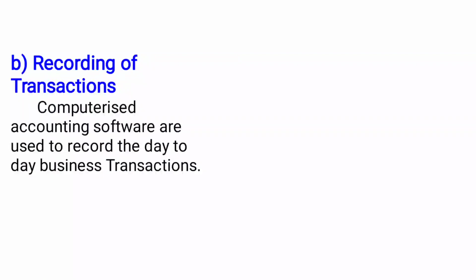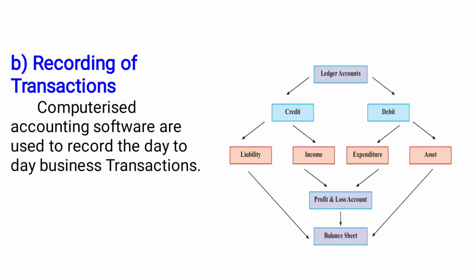Next one, recording of transactions. Computerized accounting software is used to record day-to-day business transactions. Appropriate grouping of accounts is required to be done in a computerized accounting system. Normally, ledger accounts are classified under groups like asset, liabilities, income and expenditure. As per requirement, these groups are further divided into subgroups as per convenience of the user.